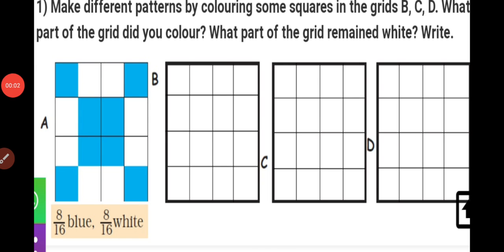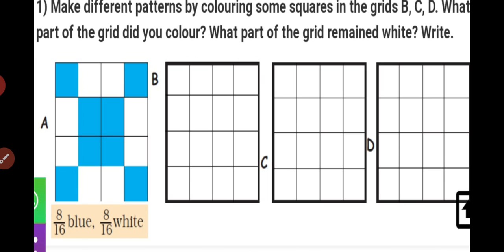Hello everyone. Here it is written: make different patterns by coloring some squares in the grids B, C, D. What part of the grid did you color? What part of the grid remained white?